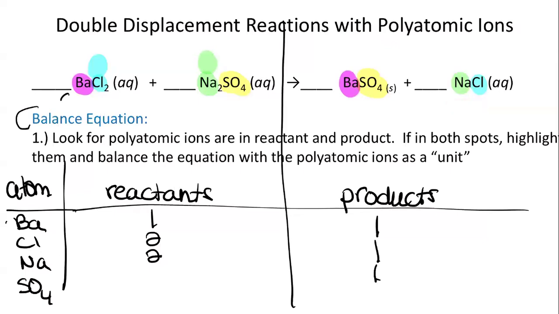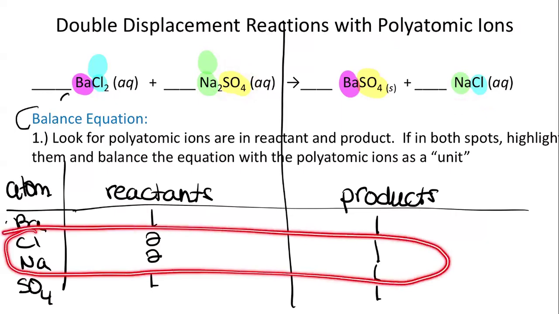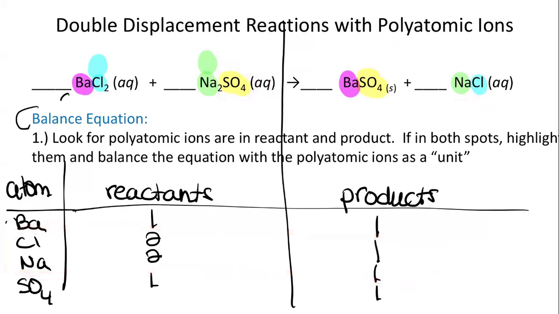And how many sulfates do you have? In the reactant, you have 1, and in the product, you have 1. Okay, so I see where I need to do my work. It's going to be right here with the chlorine and the sodium. I have 2 sodiums on the left, and I need 2 sodiums on the right. So I'm going to put a 2 in front.